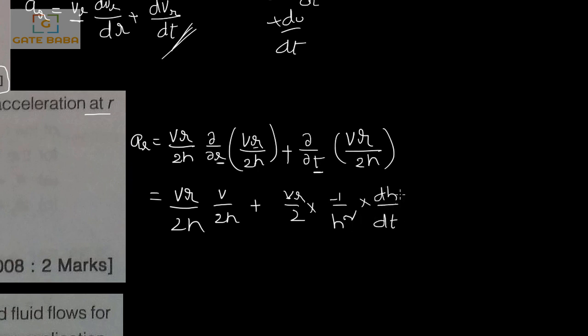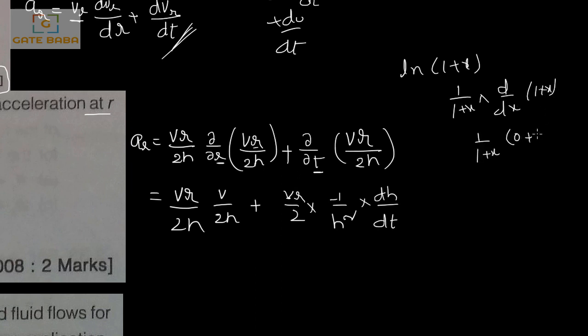Here I don't know the function of h in terms of t, so that's why I can write dh by dt here. Like what is the differentiation of ln of 1 plus x? It is 1 by 1 plus x multiplied by d by dx of 1 plus x. That will again come 1 by 1 plus x of 0 plus, for x it is 1, that will come 1 by 1 plus x. With that rule I am writing.